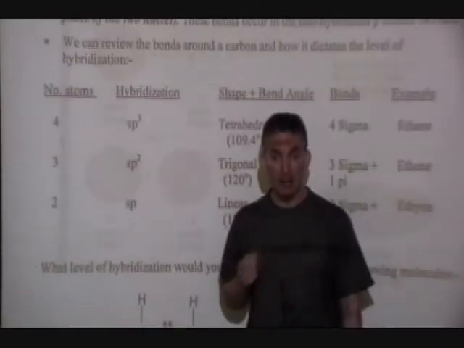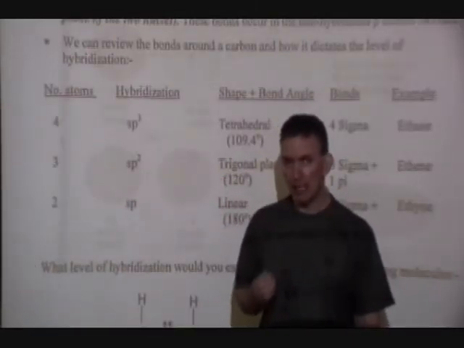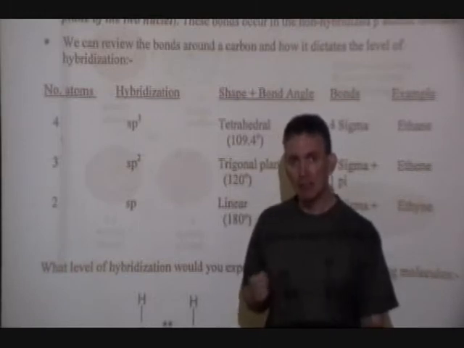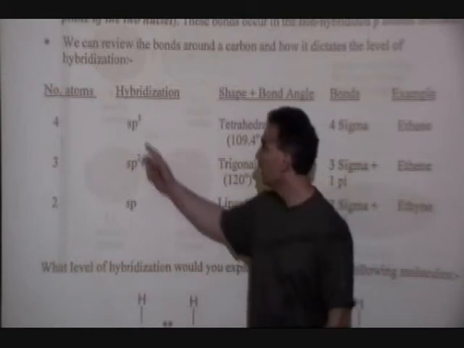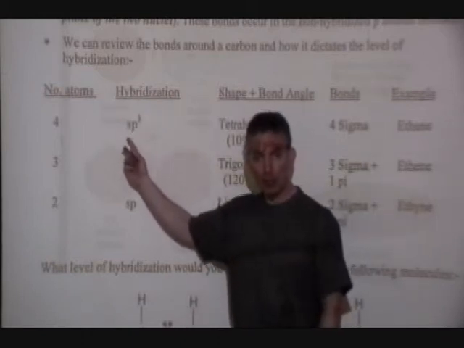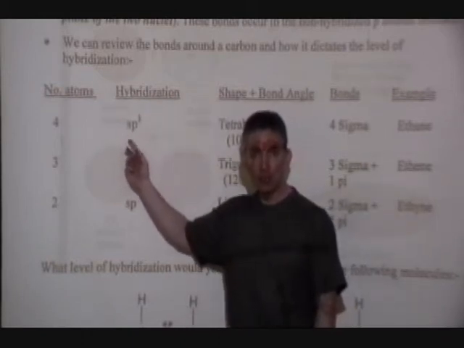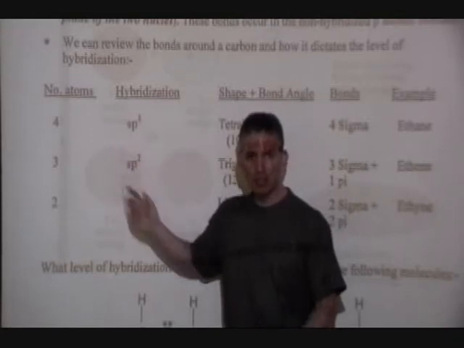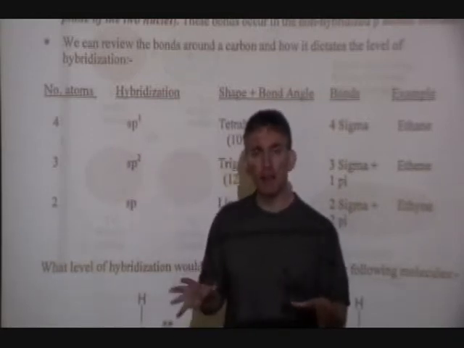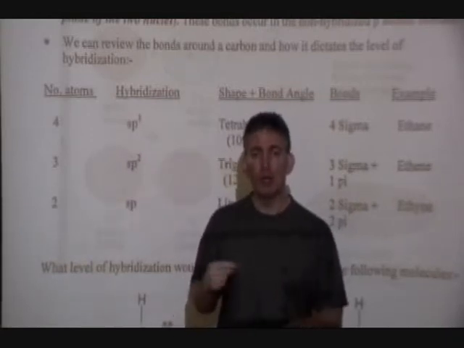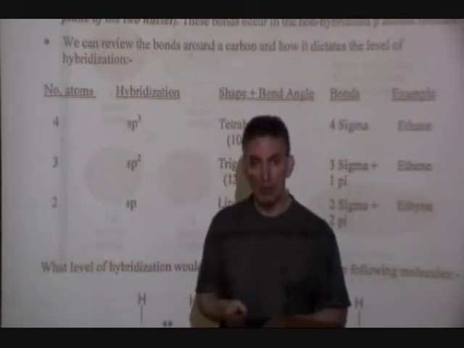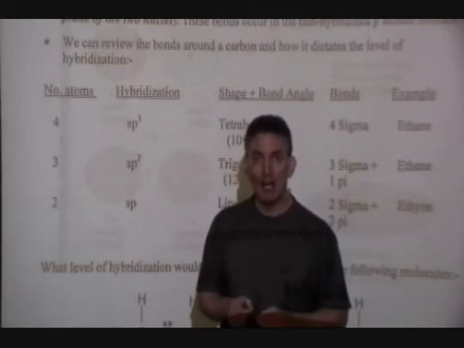To summarize our hybridization, we're only looking at 3 kinds over the entire semester. sp3 hybridized, when we use all of the atomic orbitals to produce 4 new hybridized orbitals. They space themselves out as far as possible to give us the 109.4 degree bond angle, or orbital angle, making up the normal tetrahedral shape of a carbon in methane.